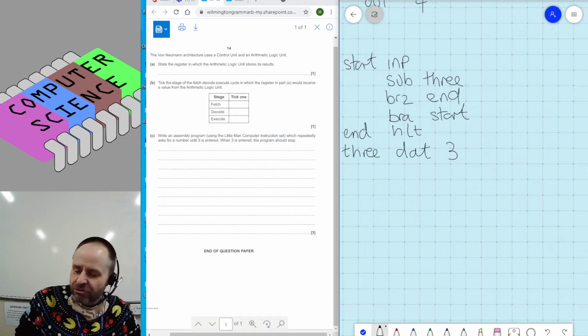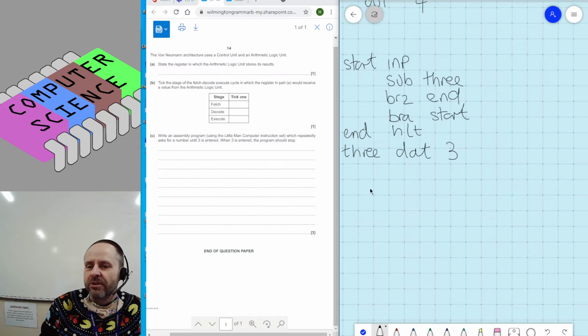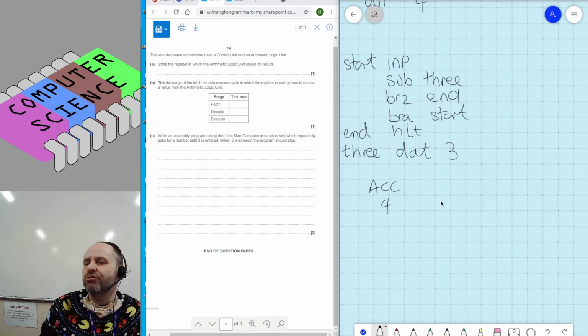Okay, I'm going to trace it to make sure it works. So I'm going to do accumulator. I haven't got anything else that I need to keep track of. It's quite a simple program. So I'm going to try it with the number 4. So I'm going to input 4. I'm going to subtract 3, which will give me a 1. So that branch if zero, no, it's not 0, so I'm not going to follow that.